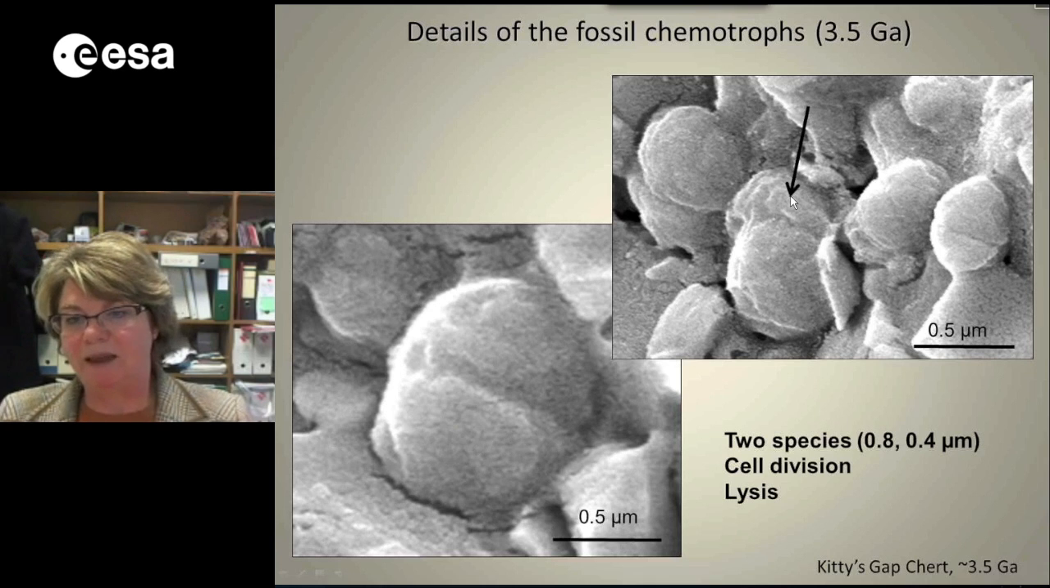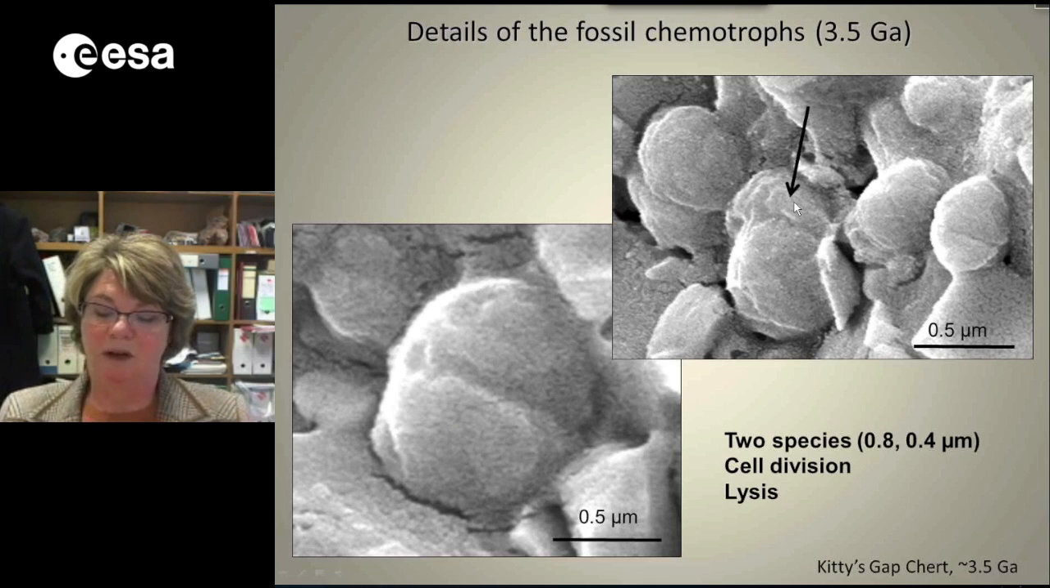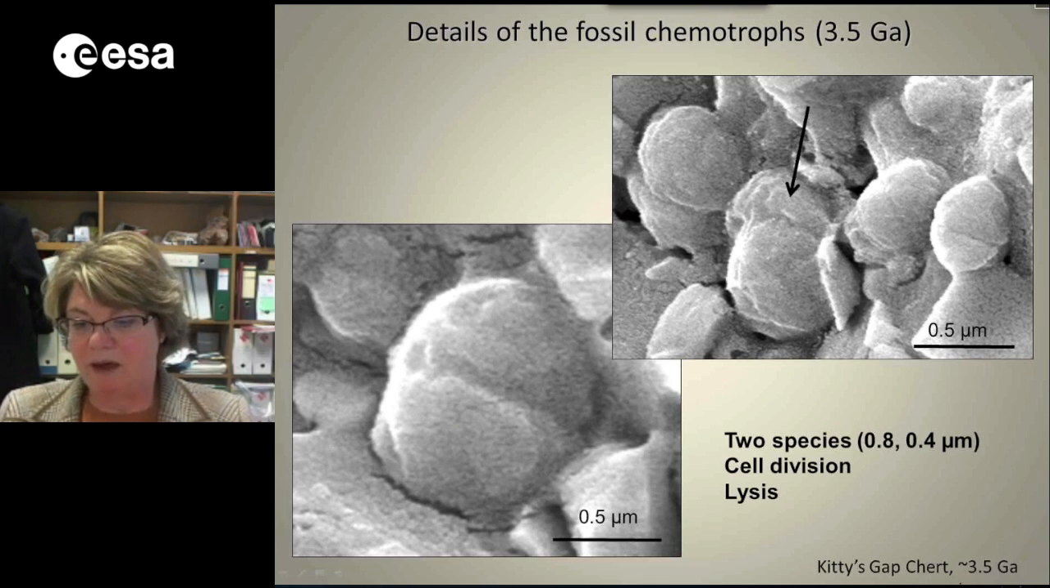And in this particular case of the large organism, one part of the cell has died. It's lysed and is deflated. So we've got the living process, cell division, and death, lysis, all preserved. And I should be emphasizing the age of this sample. The sample is about 3.5 billion years old.